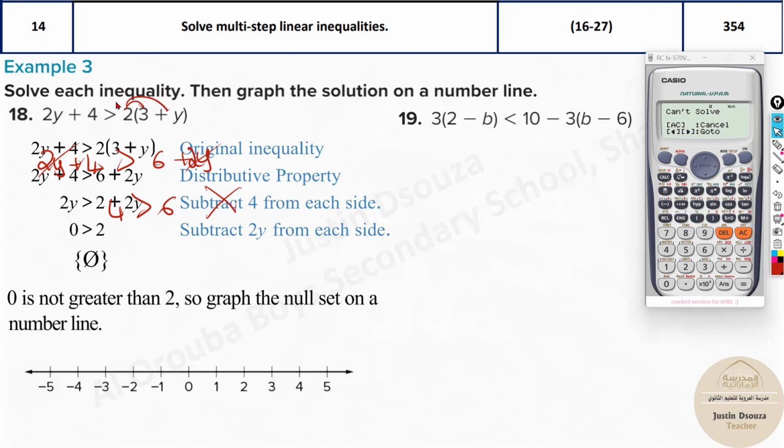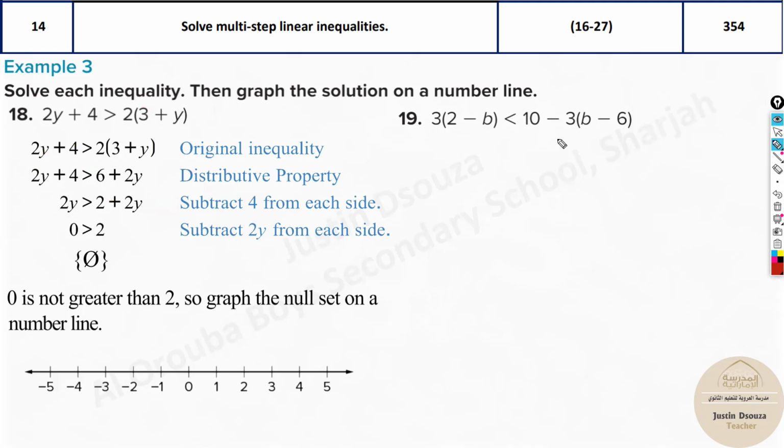So please be aware of these types of problems. No matter what, you must solve it by using the distributive property. That is very important. Now let's try this one over here. It's 3 times 2 is 6 minus 3b is less than 10 minus 3b plus 18. Minus minus becomes plus. Now again, see, this cancels off. Now let's see what happens. 6 is less than 10 plus 18, which is 28. Yes, this is true. Or you can take the 6 to the other side. It'll be 0 less than 28 minus 6, which is 22.